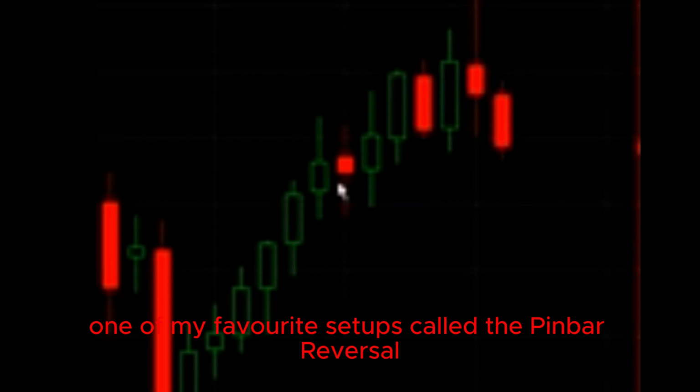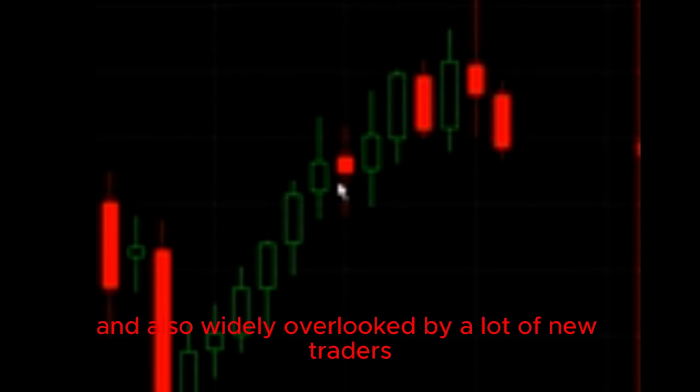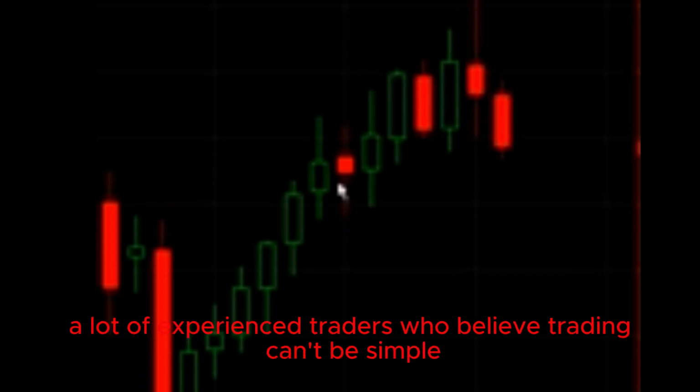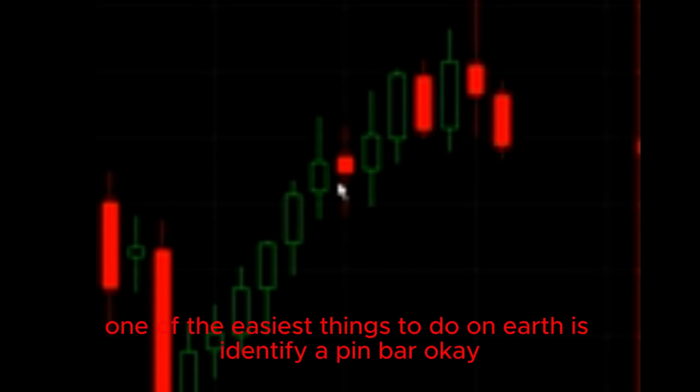Of my favorite setups called the pin bar reversal. It's widely known in Forex and also widely overlooked by a lot of new traders and a lot of experienced traders who believe trading can't be simple, when in fact it is probably one of the easiest things to do on earth, is identify a pin bar.